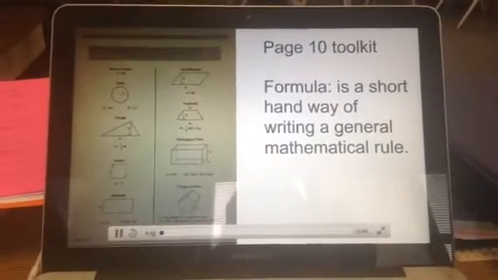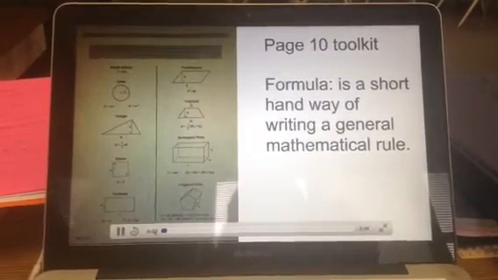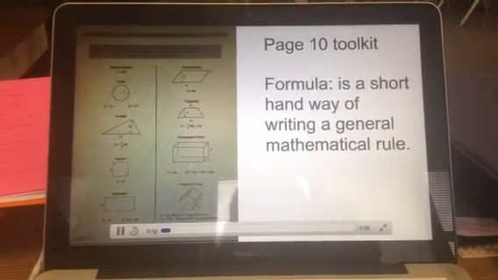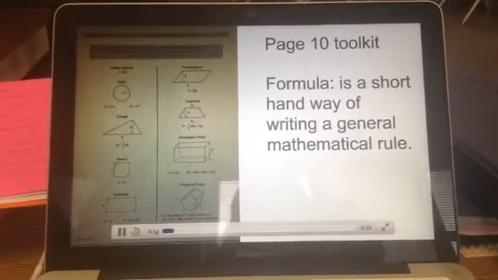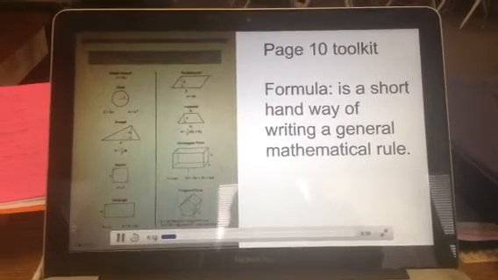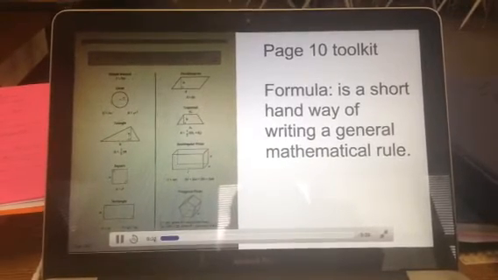Today we're going to talk about formulas and specifically area. So you're going to need your toolkit, and in your toolkit you're going to open to page 10, which will be a learning log entry, and you're going to title it Formulas. And you're going to write, a formula is a shorthand way of writing a general mathematical rule.